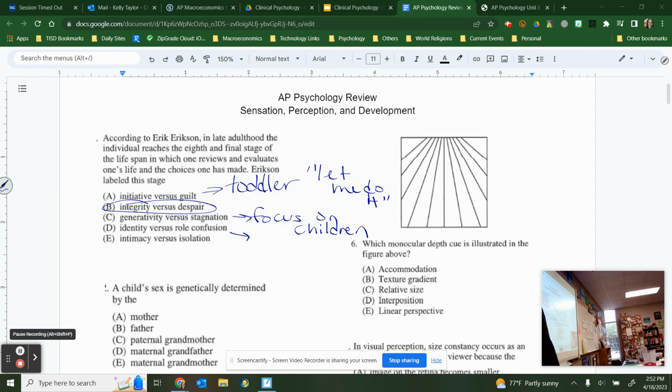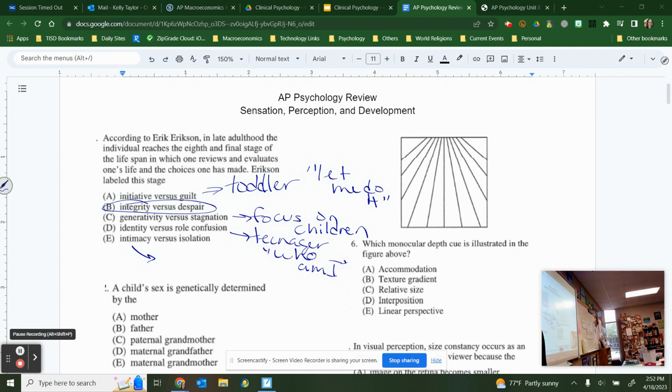Okay, identity versus role confusion. What stage of life in terms of? Teenager. Yeah, this is going to be teenager. They're going to be asking the question like, who am I? Yes, okay, move on.